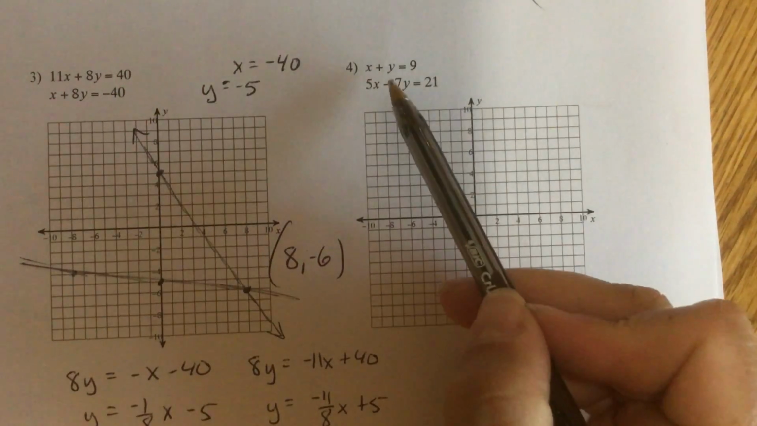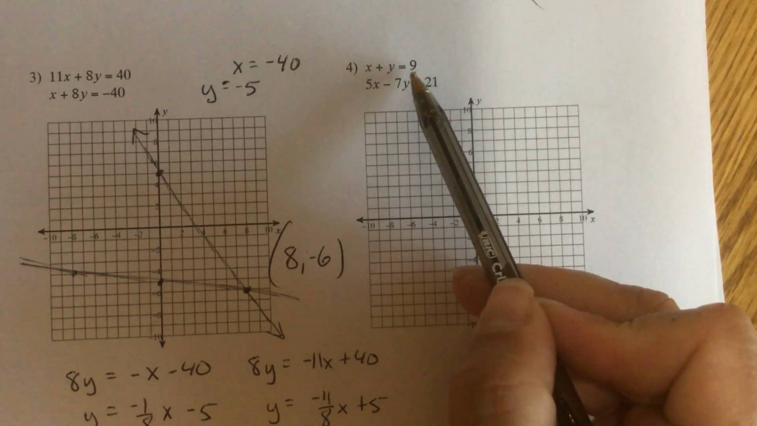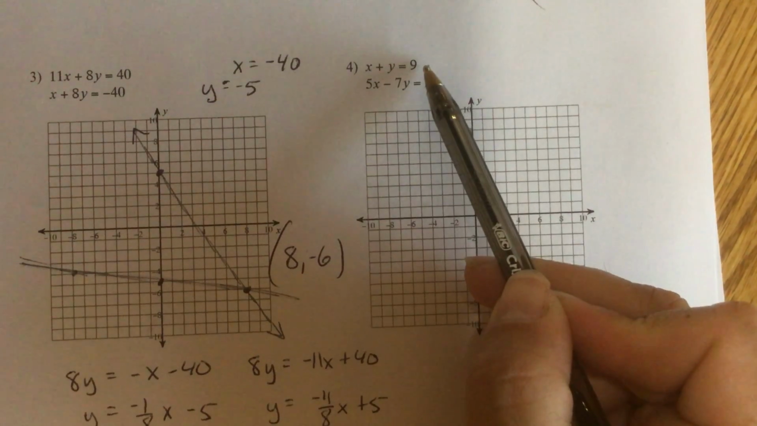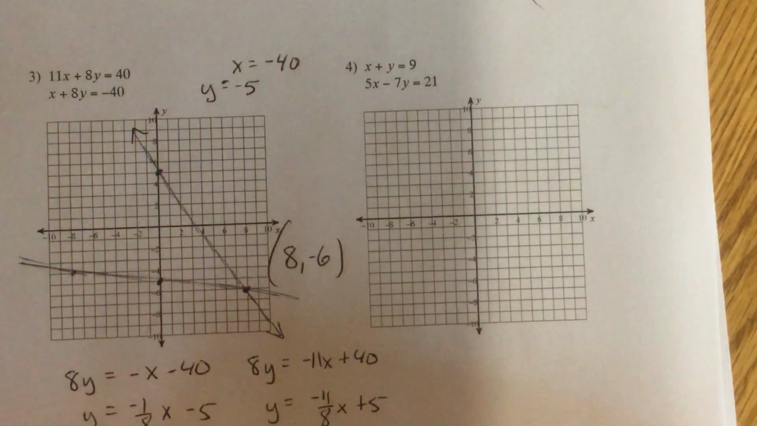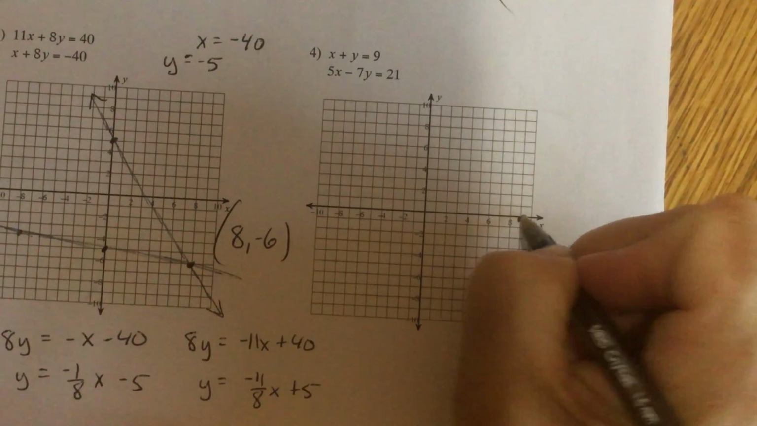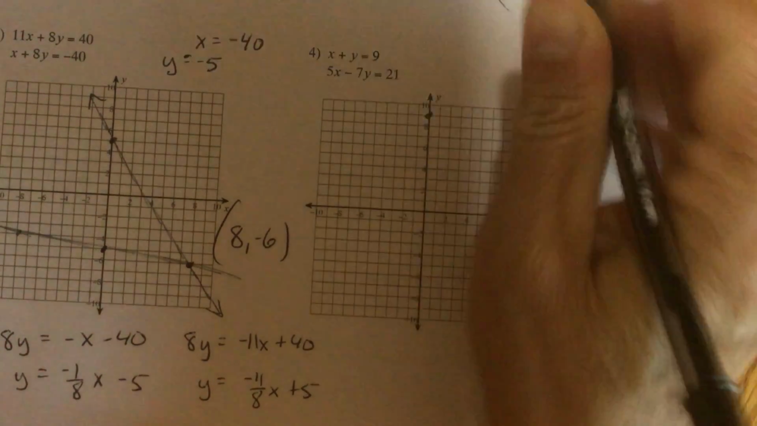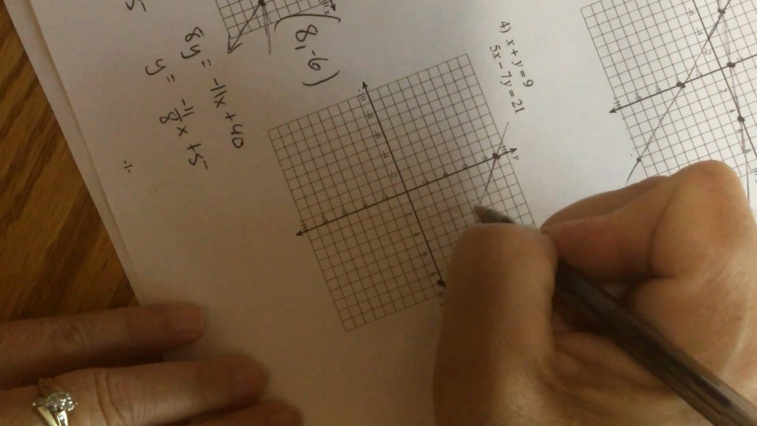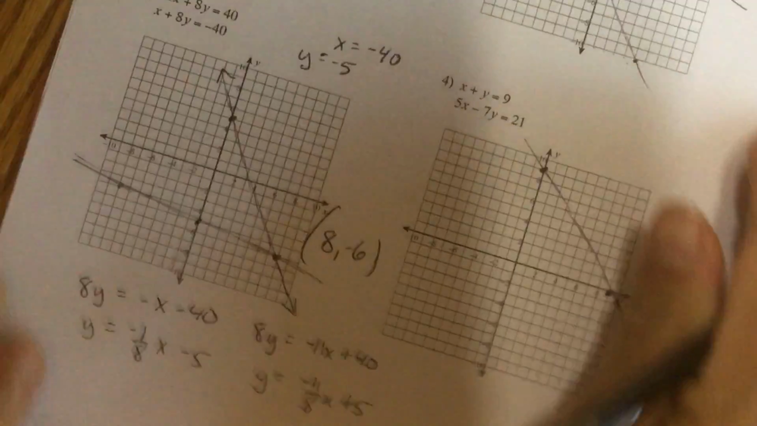Okay, this one, if I do intercepts, I'm going to cross at 9 and 9. Whenever you have x plus y equals a number, that number is your x and y intercept. So I'm going to go over to 9 and up to 9. So I'm going to have a negative 1 slope. So it's going to look like that.